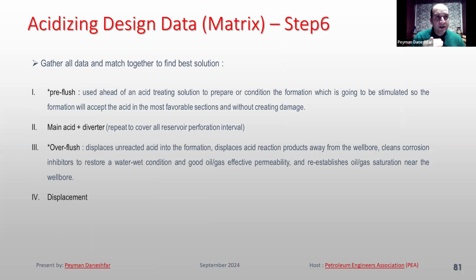You should gather all data together. In a normal step, we use a preflush at the first step. We use a main acid with a diverter step by step to acidize. After this, we use the overflush, and at the last, we use a displacement water. Okay, so now we have found all the data. We gather it together, and now we want to find out whether our plan is okay or not.